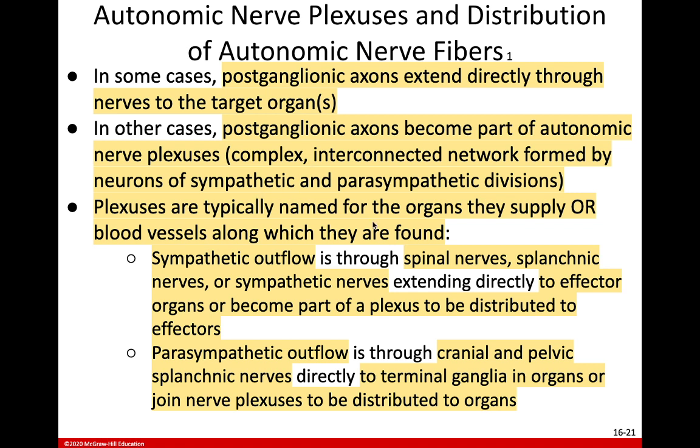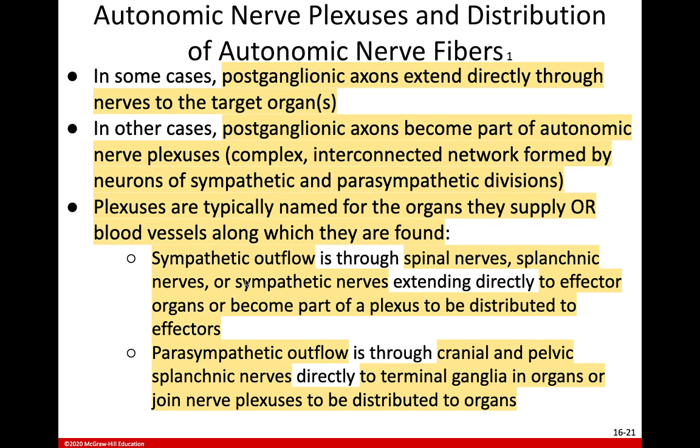These plexuses are going to be named in general either for the organs they supply or else for the blood vessels along which they are found, because, and we've talked about this before, your blood vessels and nerves kind of take the same route. Okay, so you're going to have an artery and a vein and a nerve all running alongside each other, all running together. So sometimes these nerve plexuses may be named for the blood vessels that they travel with through the tissues to the target organs.